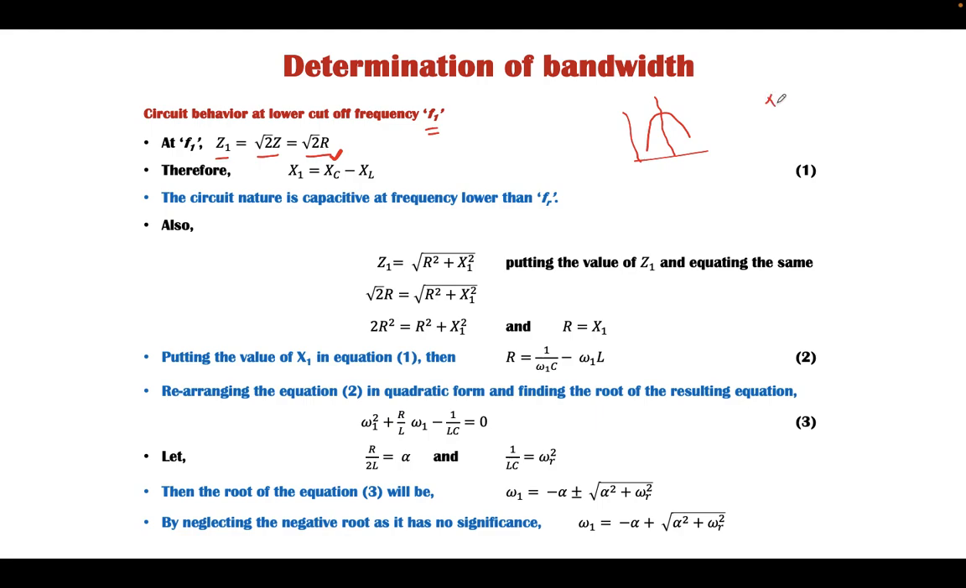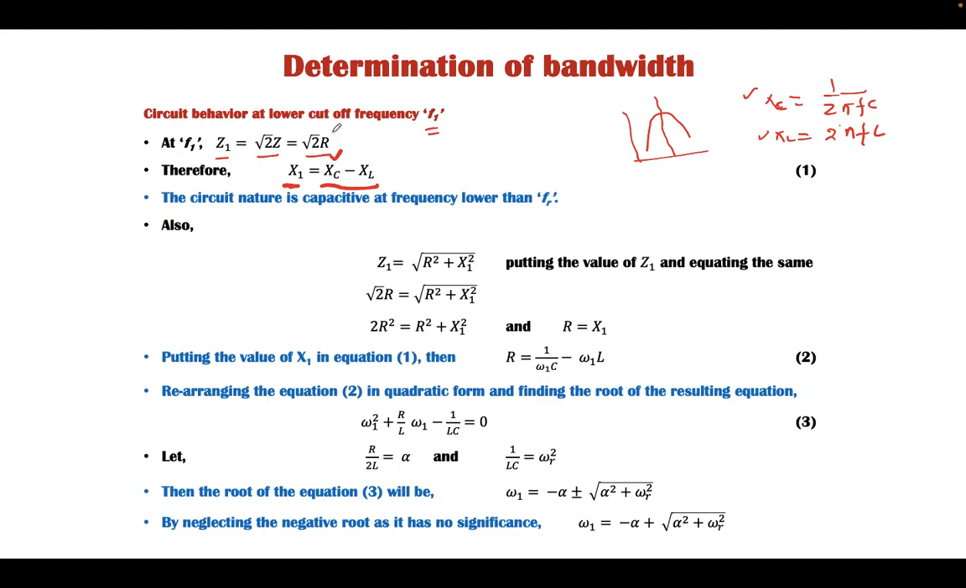We know XC is equal to 1 by 2 pi FC, and XL is equal to 2 pi FL. If frequency is going to reduce, then XC will increase, whereas XL will reduce, and hence the difference will be more capacitive in nature, and X1 is defined as XC minus XL.